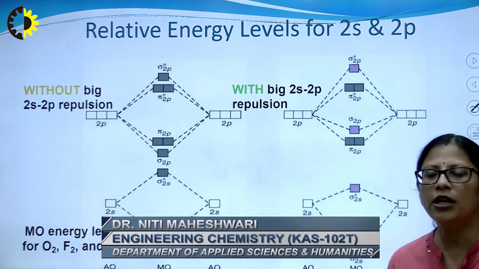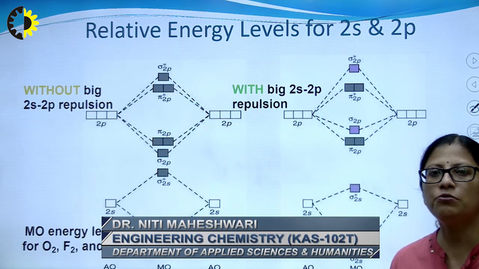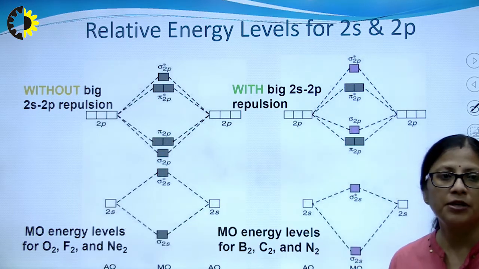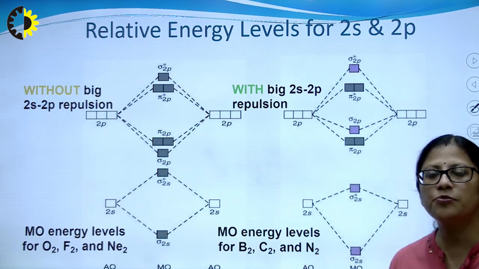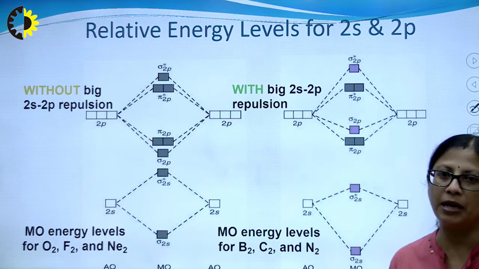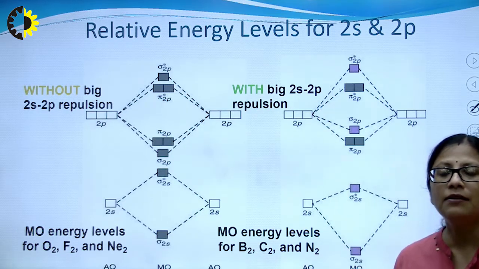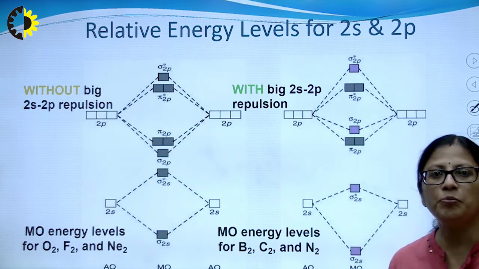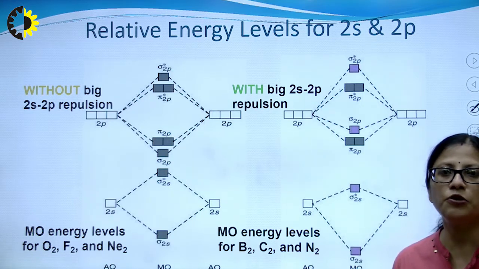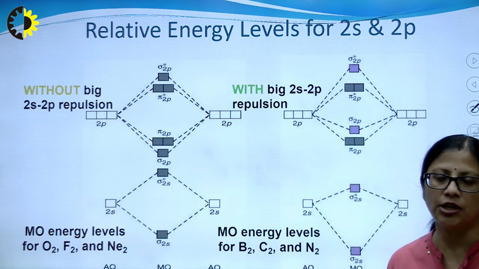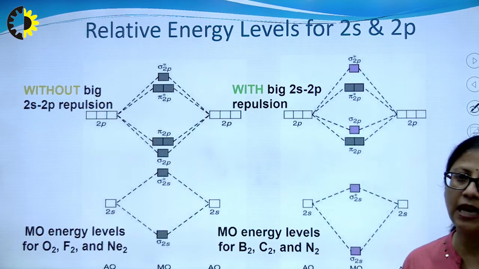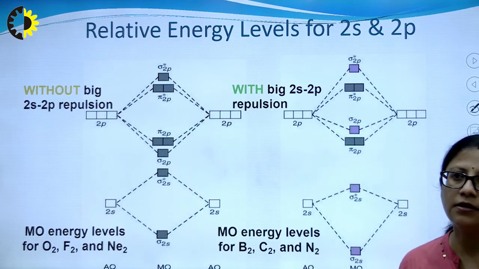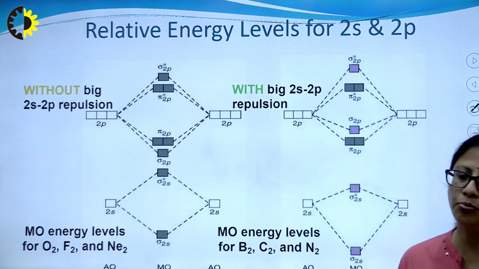So, the filling of molecular orbitals takes place in two types. The first type is without big repulsion between 2s and 2p orbitals, where the interaction between 2s and 2p orbitals is minimum. And the second type is with big 2s and 2p repulsions, where these orbitals interact with each other, and hence there is repulsion between the same type of orbitals, that is sigma 2s and sigma 2p, sigma star 2s and sigma star 2p.